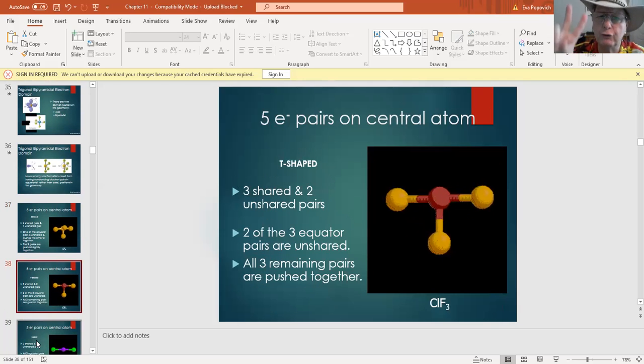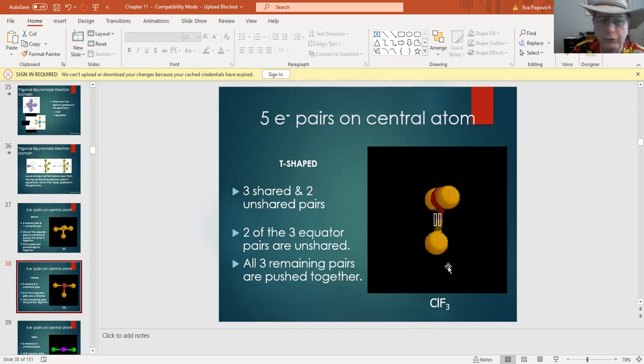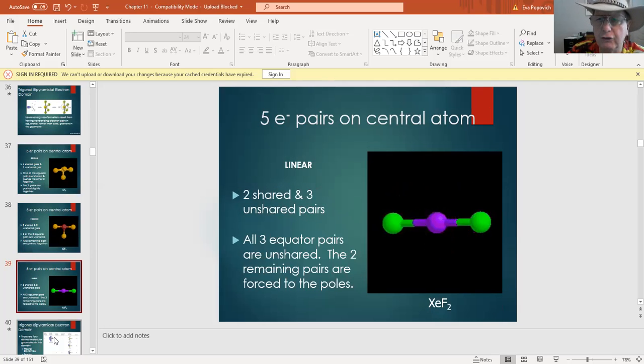If I have two unshared pairs, I get something that is called a T-shape. I've taken away the other two equatorial sites and made them into lone pairs. At that place, I've only got something that looks almost like a T. I have three unshared pairs, three lone pairs. That means all three of the equatorial sites are taken away. I have a linear molecule.